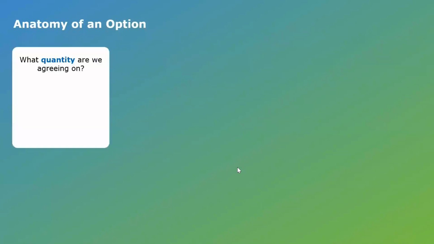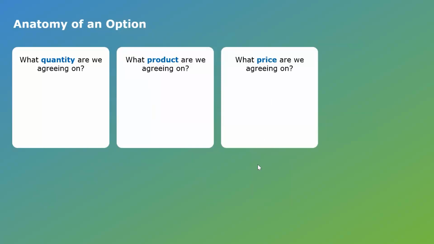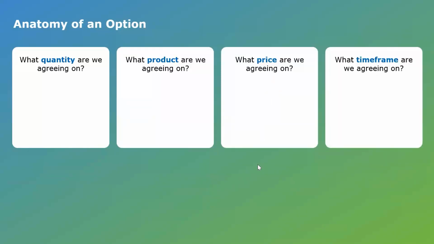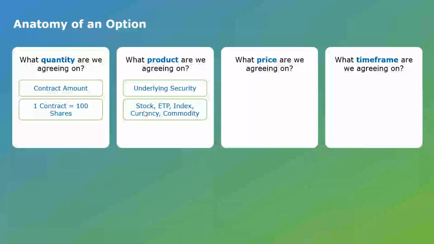So like any contract, options do have a bit of an anatomy. There are certain similarities with an option contract. The first thing we are agreeing on is what quantity, what product, what price, and what time frame. In terms of the quantity, this is with reference to the contract amount. And remember, one contract always equals 100 shares. The product would be the underlying security itself. This could be a stock, ETP, index, currency, or even a commodity.